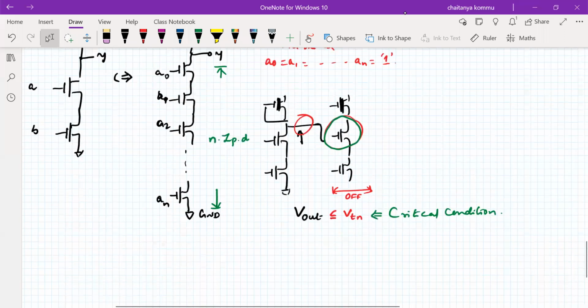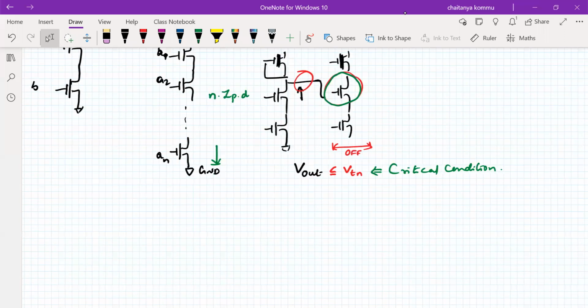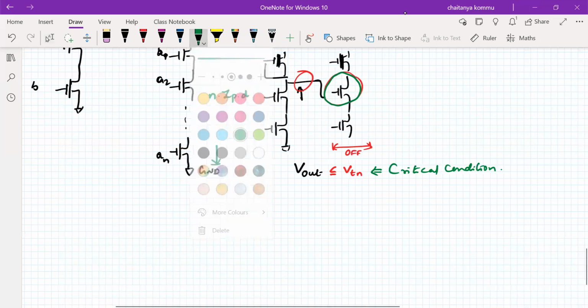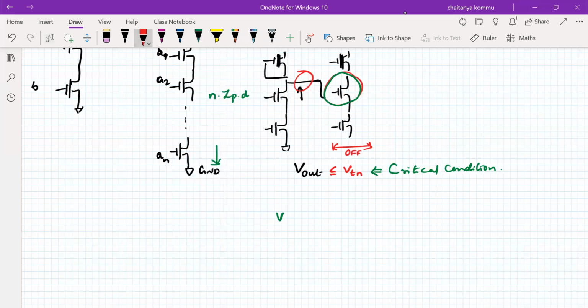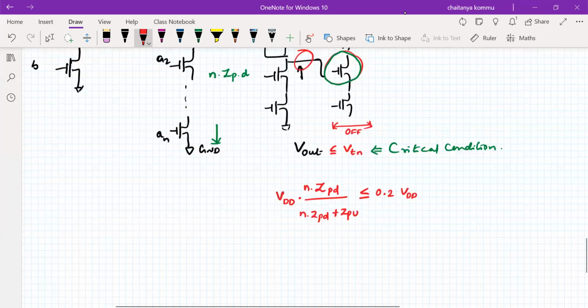So therefore Vout is calculated something like this. Vout is the power supply VDD, voltage division formula, nothing else. VDD into n times of ZPD divided by n times of ZPD plus ZPU is less than or equal to VTN of the transistor, which is usually 0.2 times of VDD. So what is its value then?